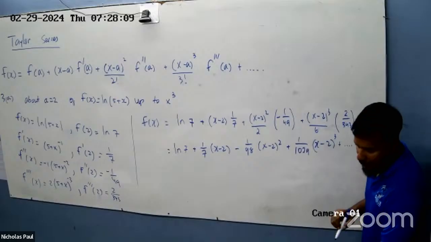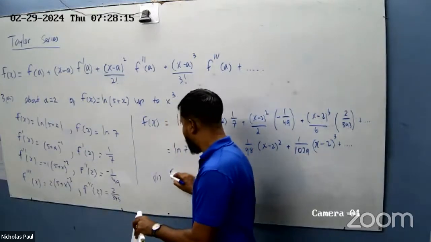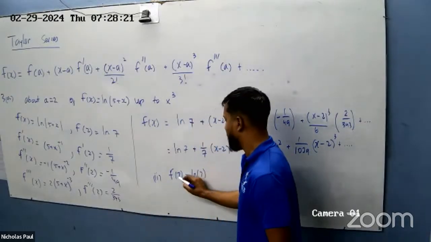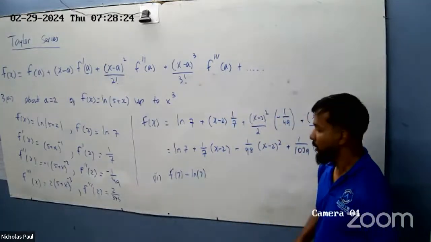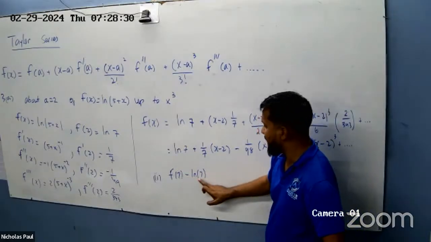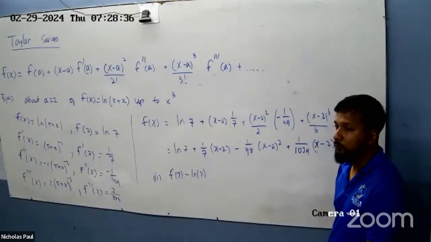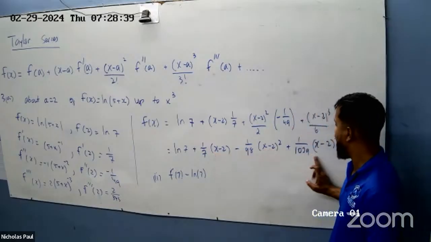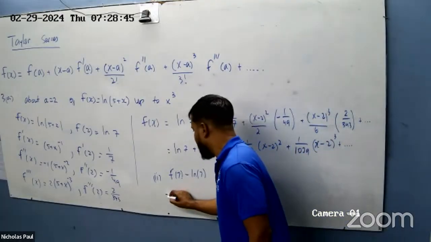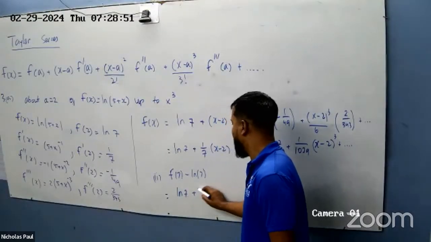All right. It had a small little typo there, but I think they meant in part 2, they want to get f of 7 minus ln 7. What you'll do is plug in 7 into here, and then whatever you get minus ln 7. So f of x minus ln 7 is basically ln 7 plus 1 over 7.